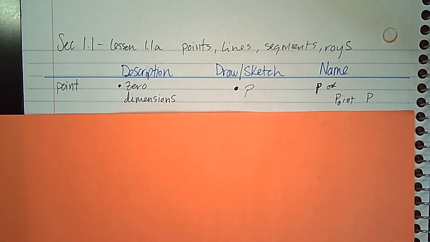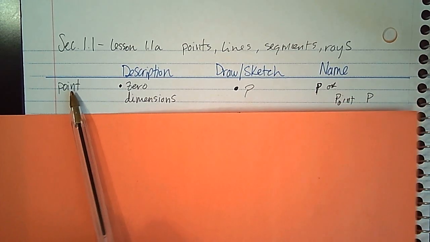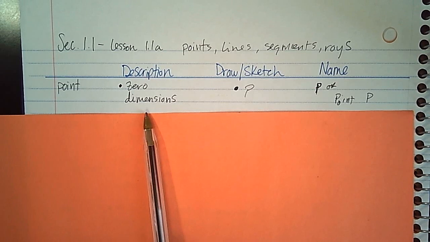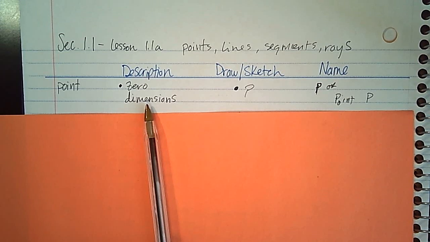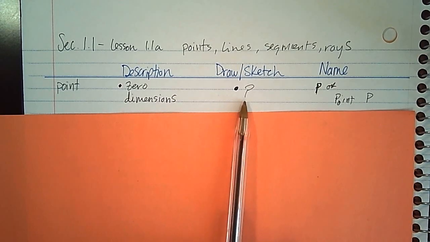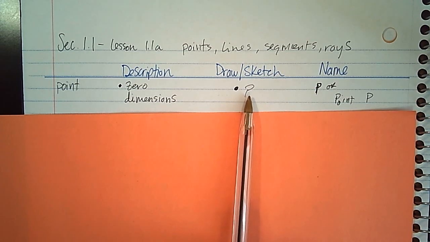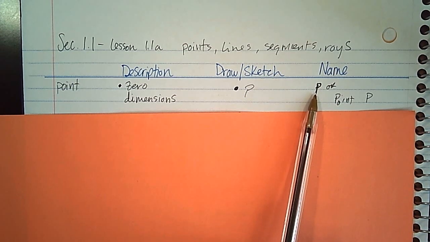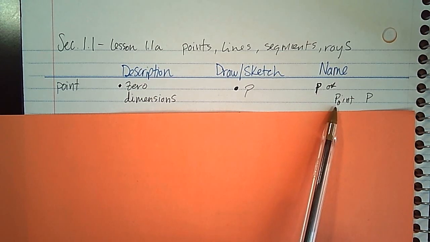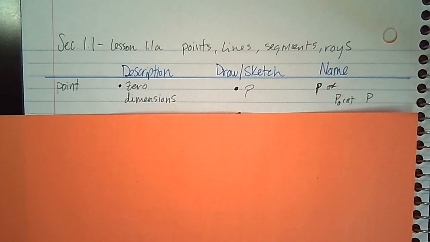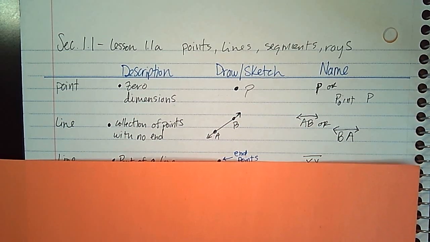So the first thing we have here is the point, and the description of a point. You guys all know what a point is. It's just like a dot, but in geometry they want to say it has 0 dimensions. And here's a drawing of a point, there you go, that's a point, and I'm labeling it P, right? P for point. And when you name it, you can just use P, or you can call it point P. Okay, so that's the first word we're going to define.